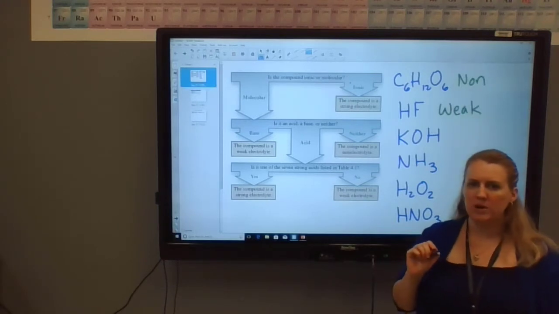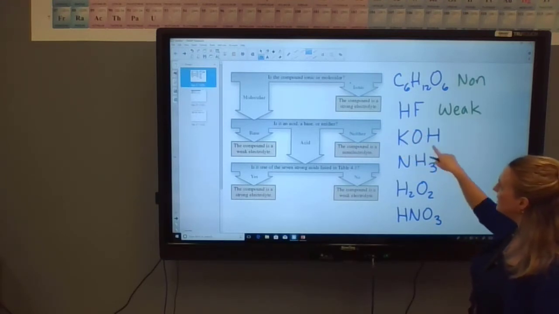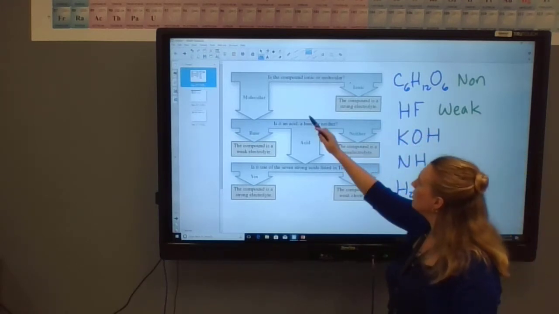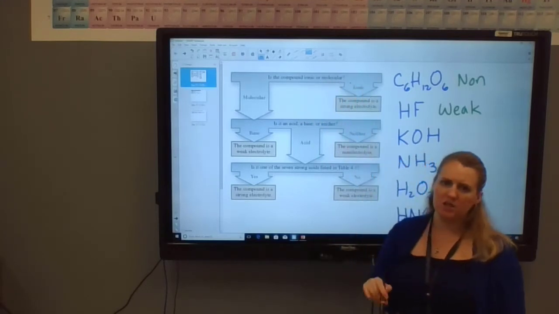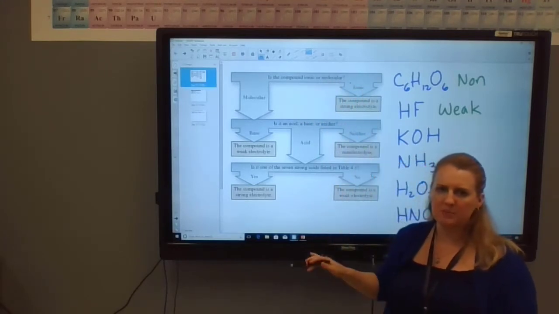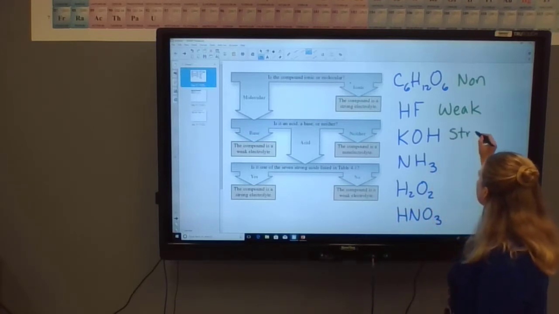Next one, KOH. This is potassium hydroxide. Potassium is a metal, hydroxide is a polyatomic ion. So this is an ionic compound. So we're going to go over here. It's a compound, ionic or molecular. It's ionic, then it's automatically a strong electrolyte, assuming it's soluble. And for these examples, we're assuming they're all soluble. So that's a strong electrolyte because it's soluble.